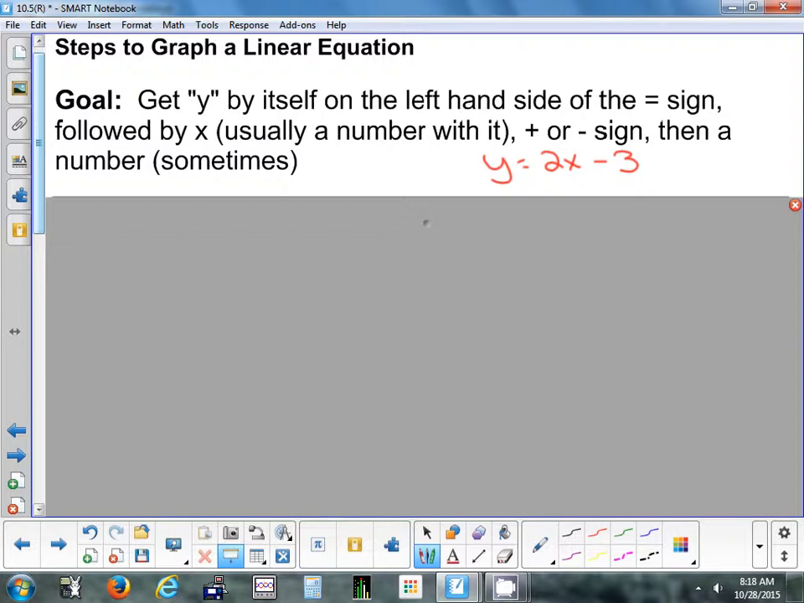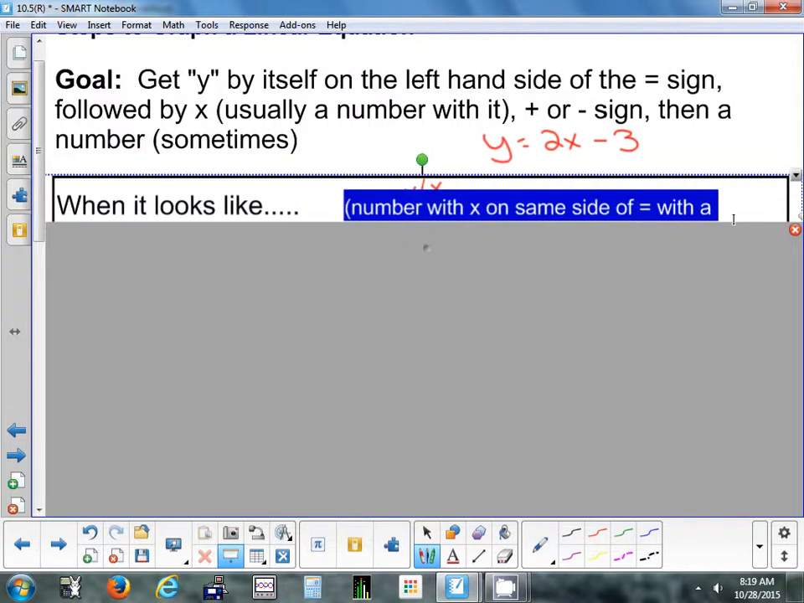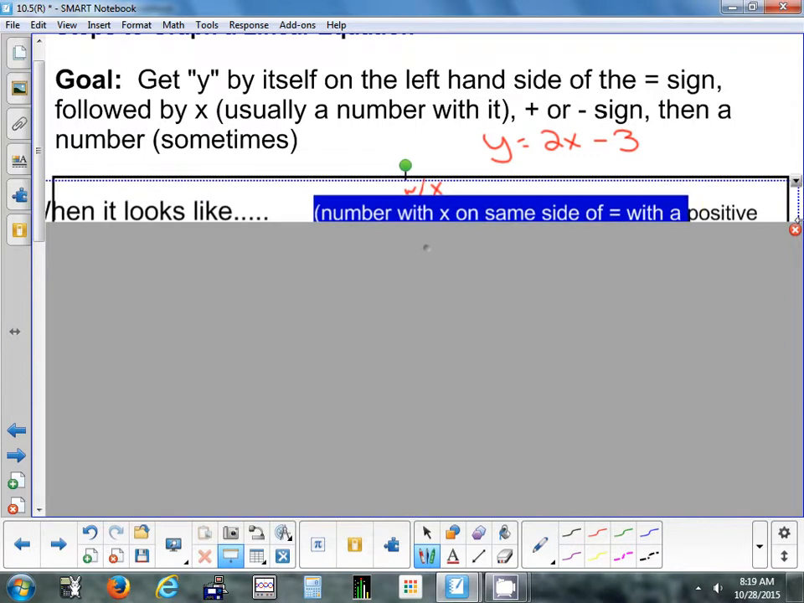Now, I might get something like a number with x, number with x on the same side of the equal sign with a positive y. So I'm going to have a number with x on the same side of the equals. I think that's, didn't it say that on here? Okay. You guys had that on yours. I just didn't change it on here. So you have x on the same side of the equal sign with y. Sometimes x might be by itself. Sometimes it might have a number attached. All right?